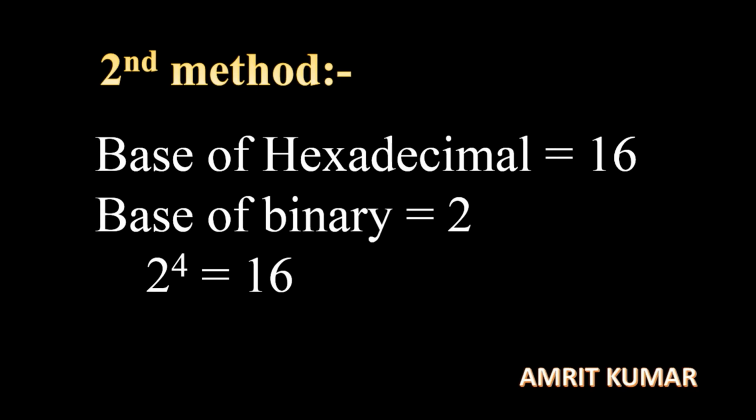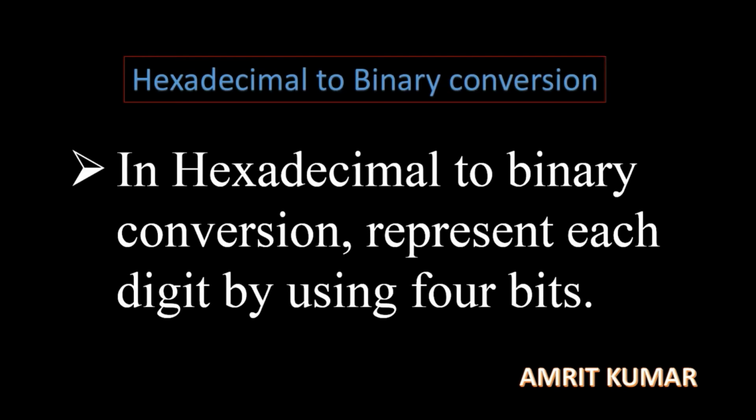Our second method says that the base of hexadecimal is 16, as we have studied, and the base of binary is 2. For this second method, for the conversion of hexa into binary, you know that 2 to the power 4 is 16, and I am going to use this formula for the conversion of hexadecimal into a binary number. So this is a very interesting one. You must remember this rule for hexadecimal to binary conversion.